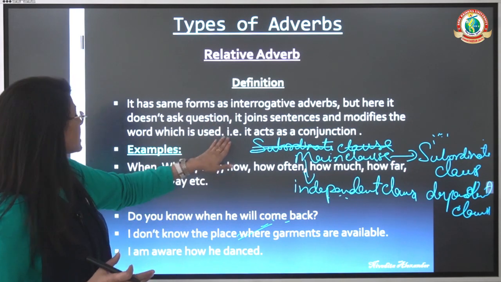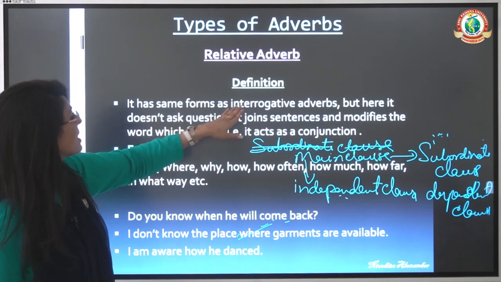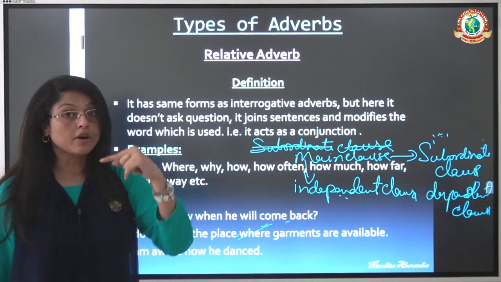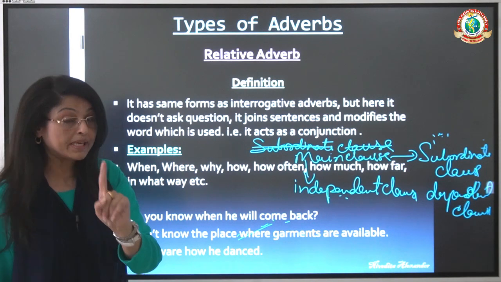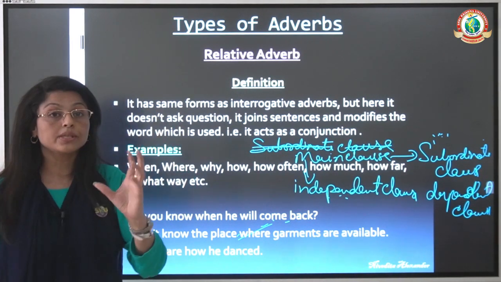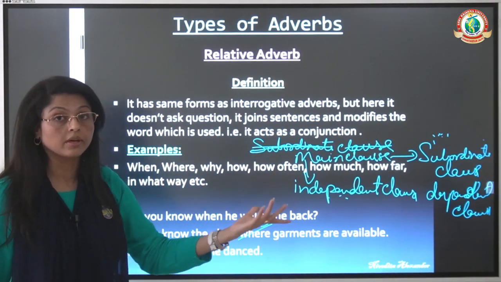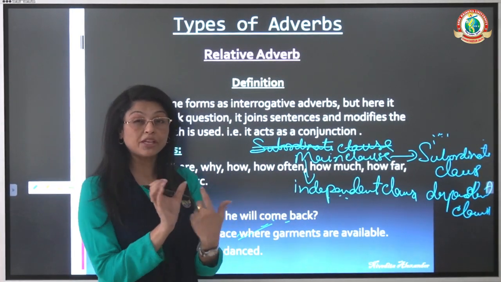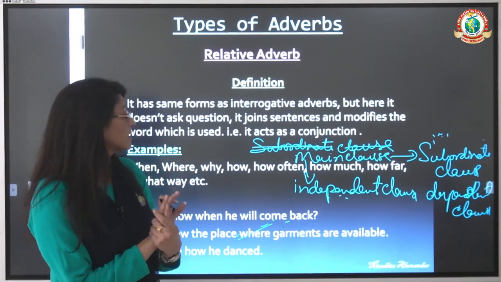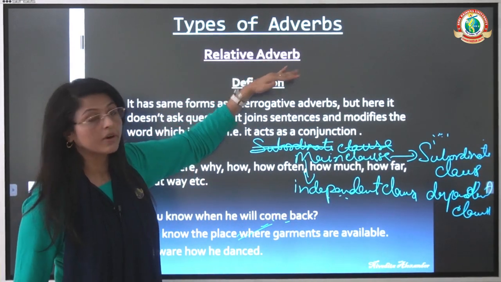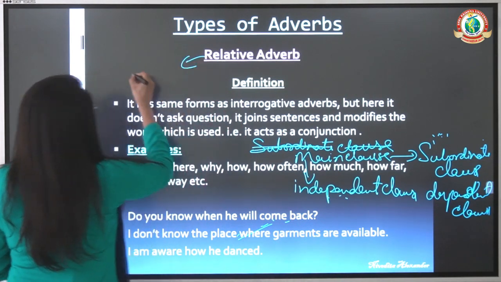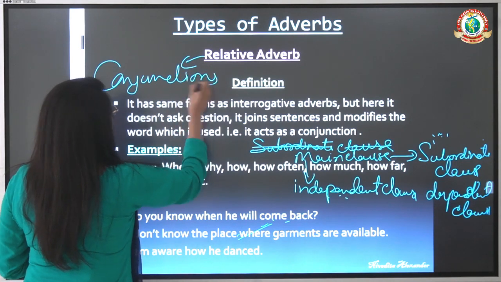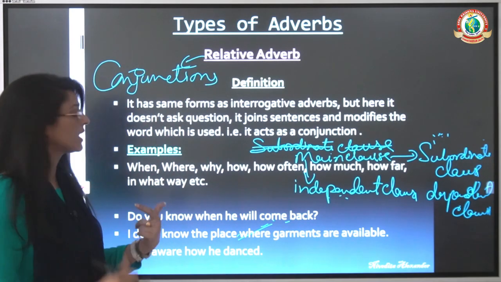how it relates. See, here it said it has the same form as interrogative adverbs. Now, same adverbs, where is a best example. Now where can be used as a question or an interrogative adverb, but when it is joining, or it is being used as a conjunction, it is used as a relative adverb. Relative adverbs generally go with conjunctions. Okay, conjunctives, they are conjunctives.